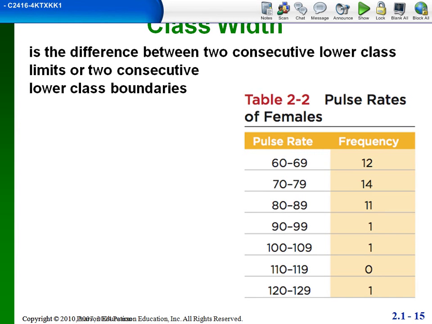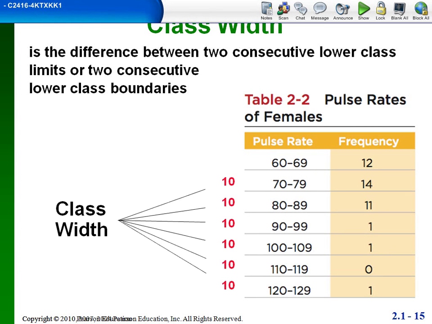When you want to find the class width, what you want to do is take two limits and subtract them. 70 minus 60, that gives you what? 10. So your class width is going to be 10. So the way you do it is you find two sequential limits, subtract them, and that gives you your class width. When you go to the final exam and they give you that histogram or frequency table, that's what you're going to do when they ask what the class width is.